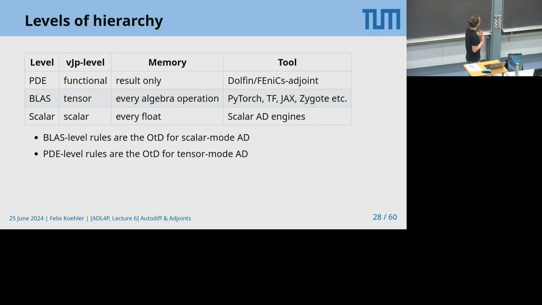My personal perspective, you don't have to agree or take this perspective as well, is that, as said, I don't really like this distinguishing between OTD and DTO. I rather think that we have higher levels of abstraction and lower levels of abstraction. So I would like to say that the BLAS level rules are kind of like the OTD for scalar mode AD, because they don't open the black box of how matrix vector multiplication is implemented, whereas PDE rules are the OTD for tensor mode, because they don't unwrap or open the black box of how we solve PDEs. And I think that looking at it from this perspective explains large parts of the history of automatic differentiation.